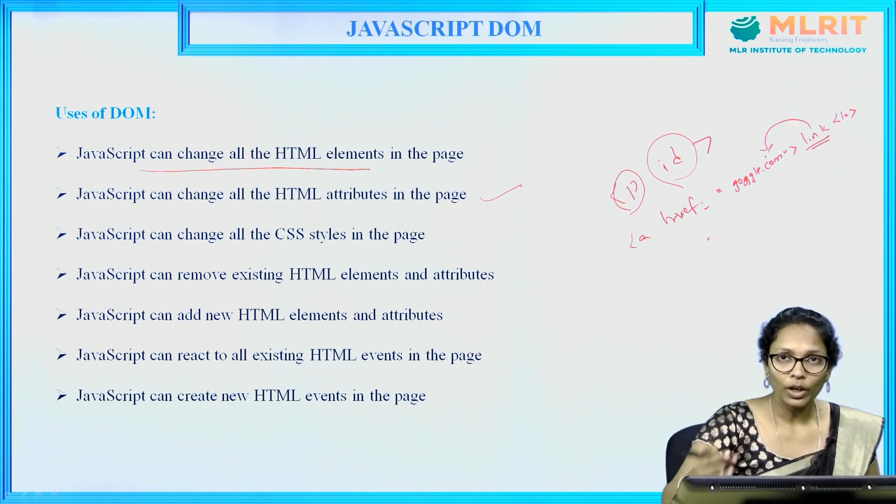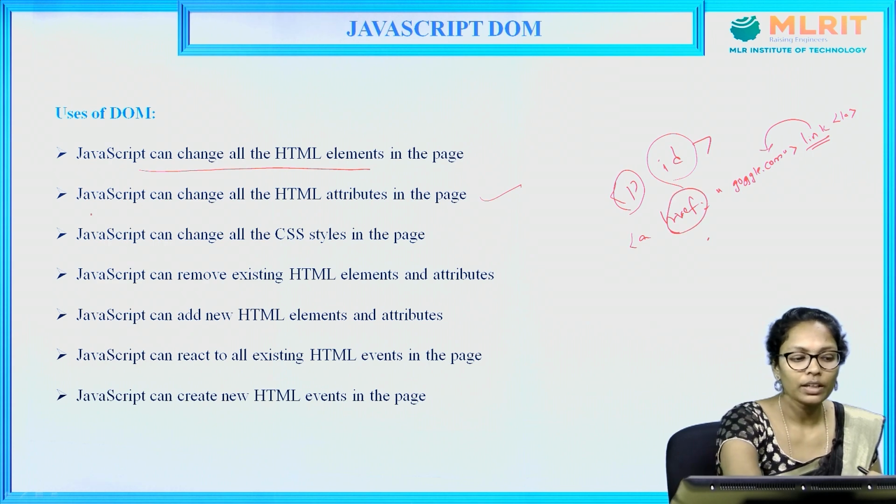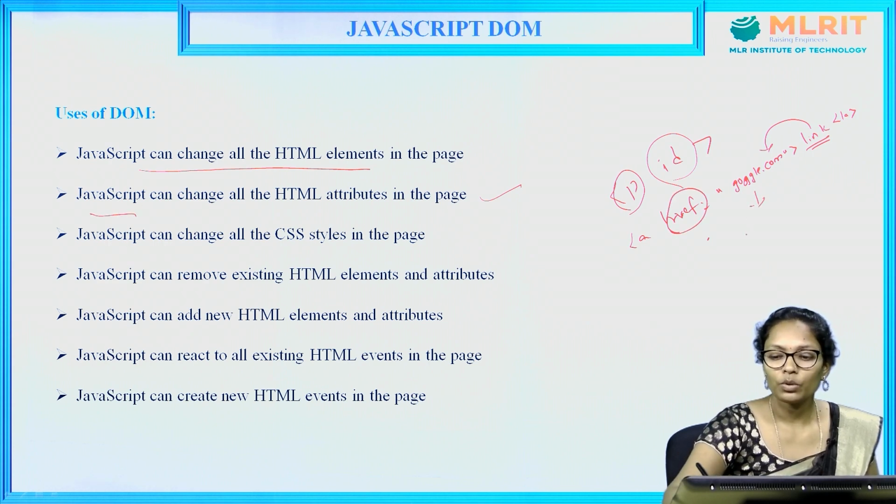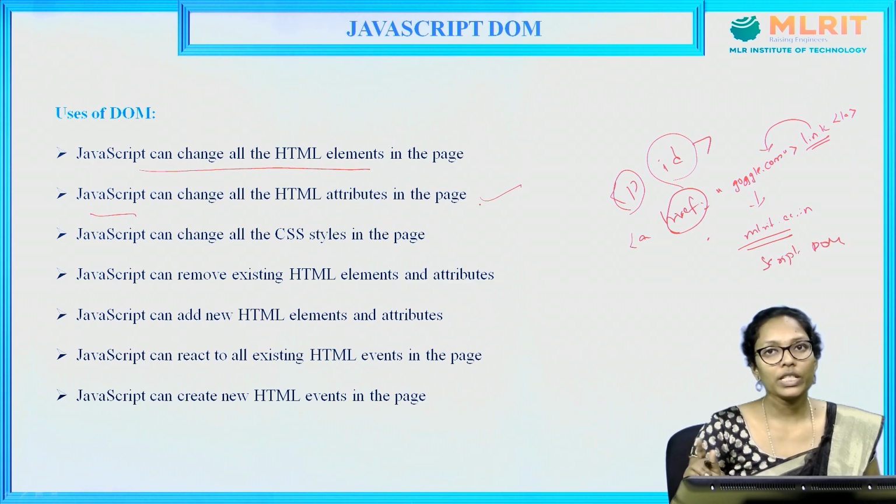Whenever you click on this link, I'm redirecting to google.com. But I can modify this href value using DOM. So instead of Google, I'm just changing it to mlrit.ac.in. But how you're doing it? Using the JavaScript DOM. So that is possible. You can also change the attribute values.